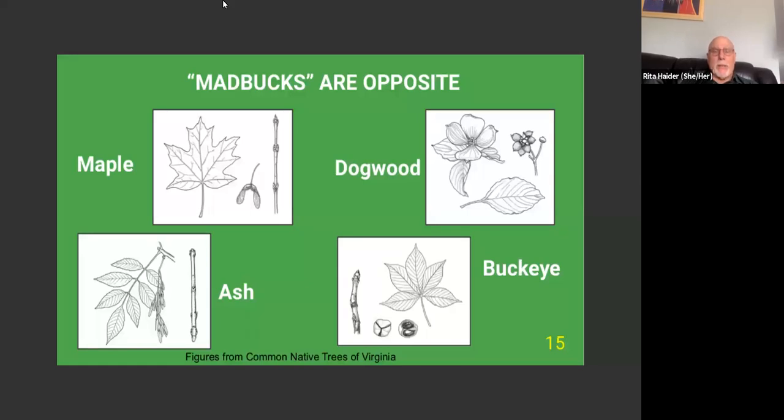If you look at this picture of the maple, you can see the drawing of the buds. You'll notice that second bud down, there's one on the left and a matching one on the right. Farther down is a left and a right. That's characteristic of the madbucks, of the opposite.